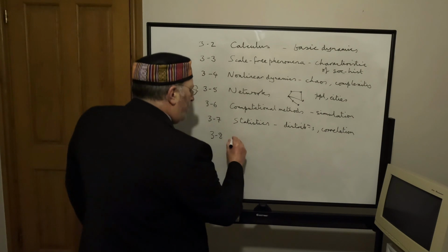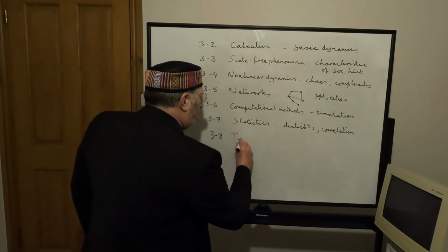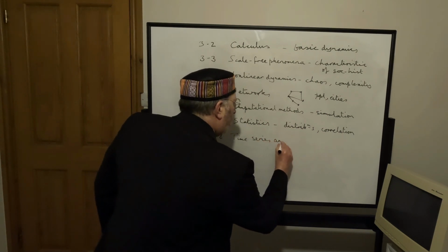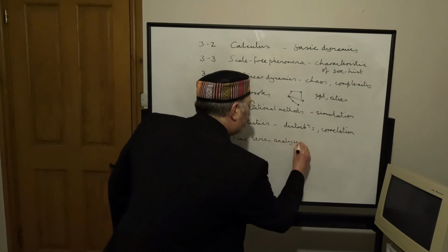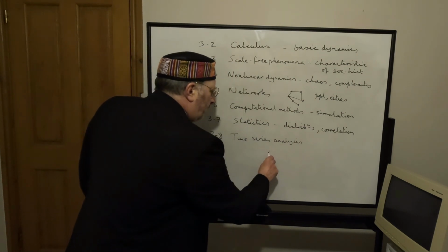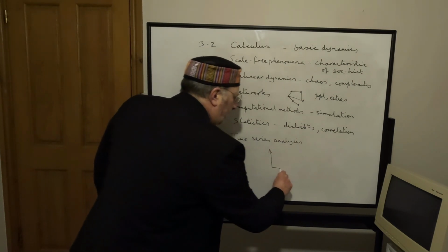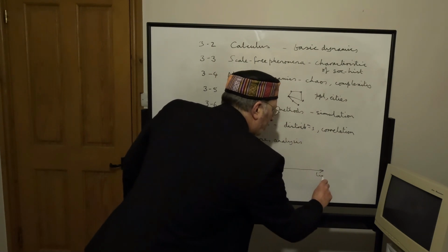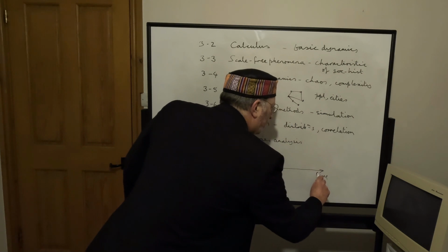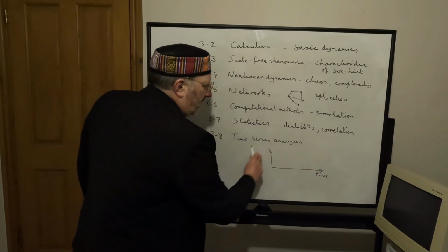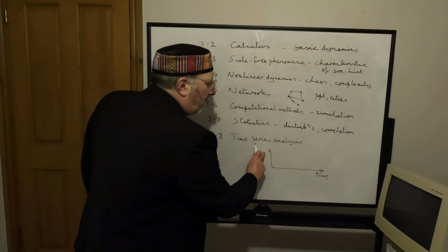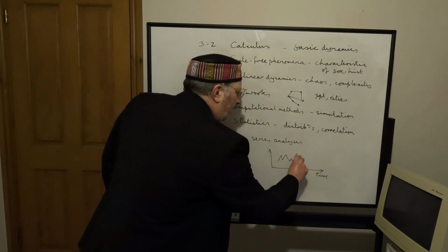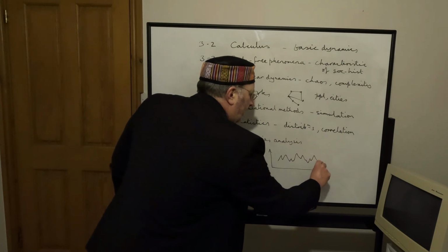lesson 3.8 is going to be about time series analysis. So a time series is a variable that changes over time. This might be, for example, a stock market price, the stock market index, or the price of an individual share, and we might get something like this.